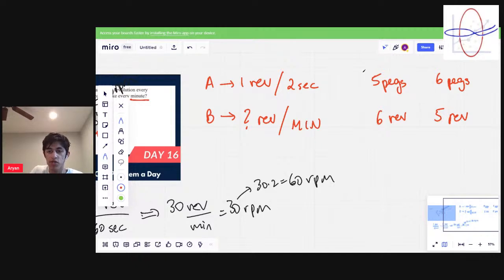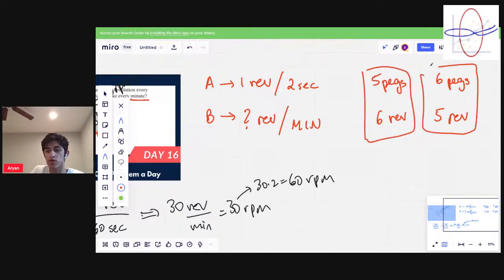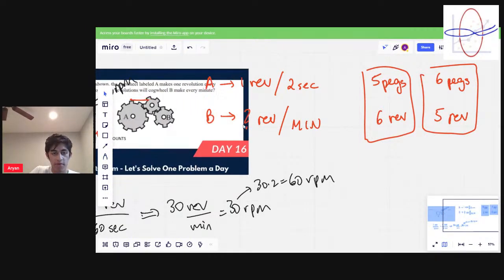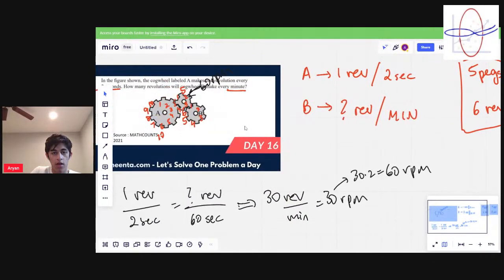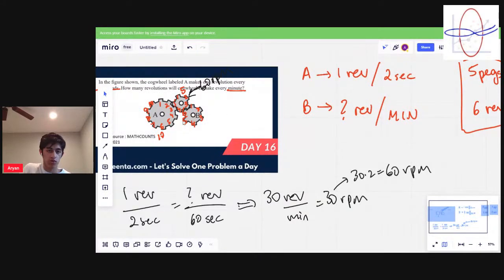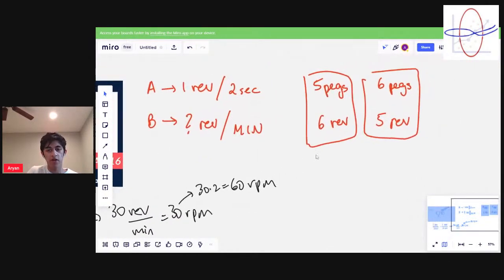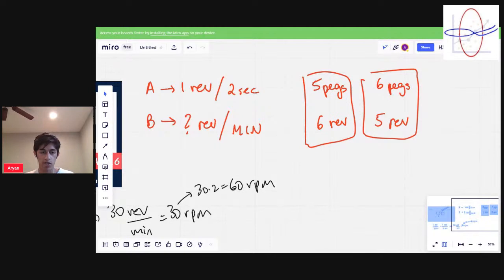And you can check this because if you multiply these, we should get an equal number. At the end, every peg that passes on the middle one has to correspond to a peg on B, which means the same number of pegs must rotate through our starting point. So 5 times 6 is 30 in both cases. So 5 pegs means 6 revolutions when 6 pegs is 5 revolutions. You basically have that inverse relationship. We know a smaller cogwheel has more revolutions than a bigger one.